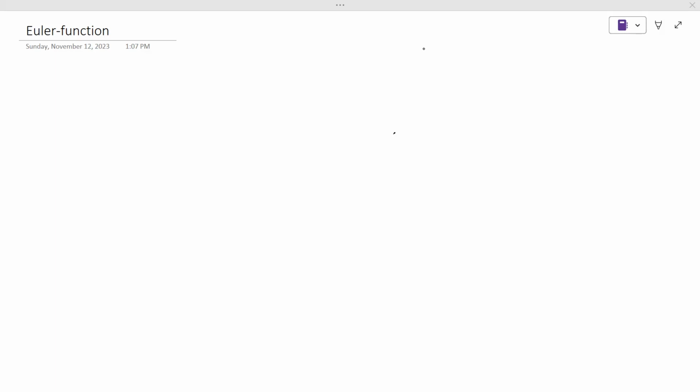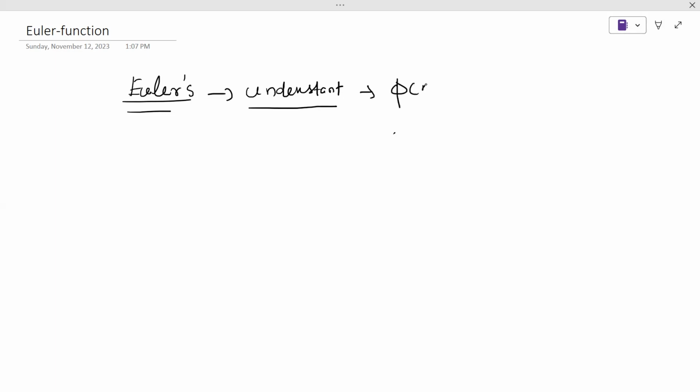Today I'll discuss Euler's function. First of all, let's define what Euler's function is. The first point is to understand the function. It is specially denoted by phi of n.